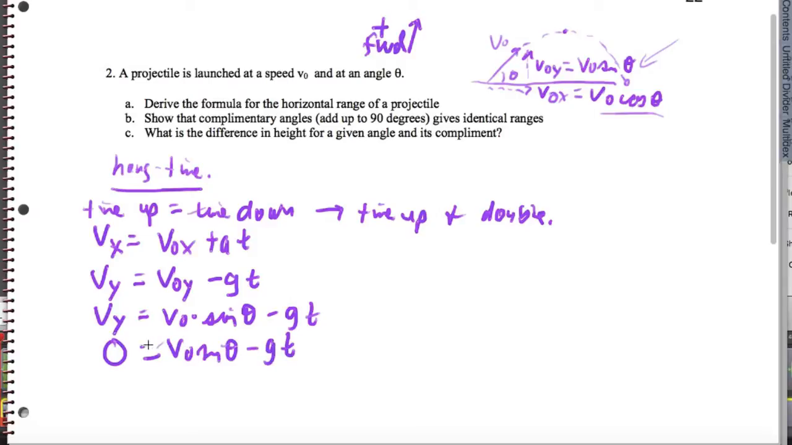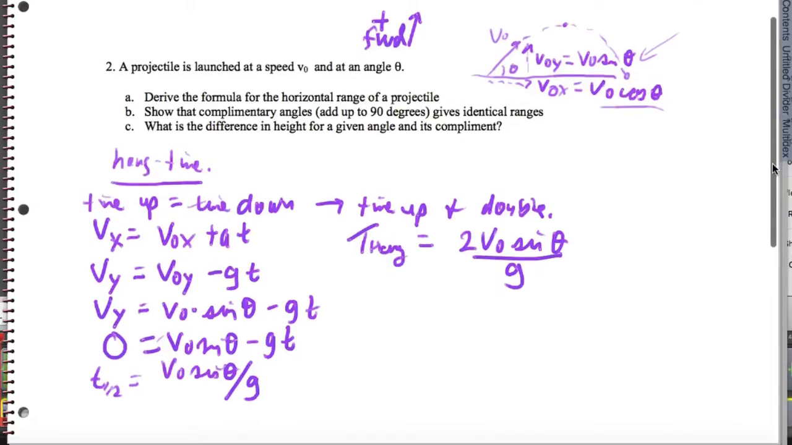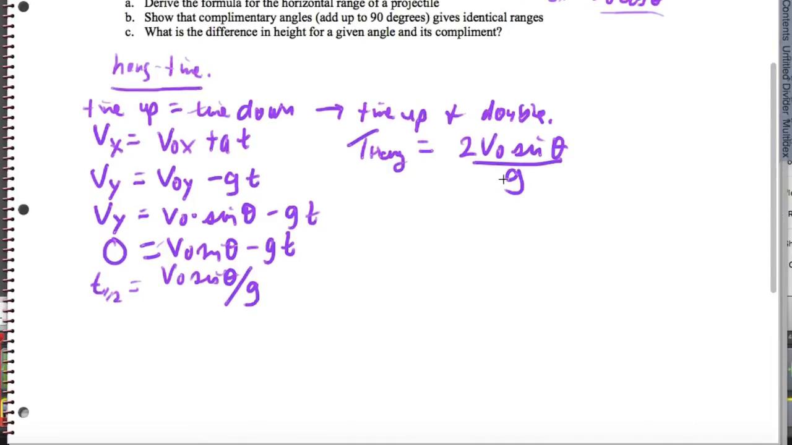And so when we isolate the time, this is half of the time, just the time to get up there, we're going to end up getting V0 sine theta divided by g. So the total hang time is going to be 2 V0 sine theta divided by g. Now, once we've got the hang time, we can go ahead and get the range, and I'll do that here.